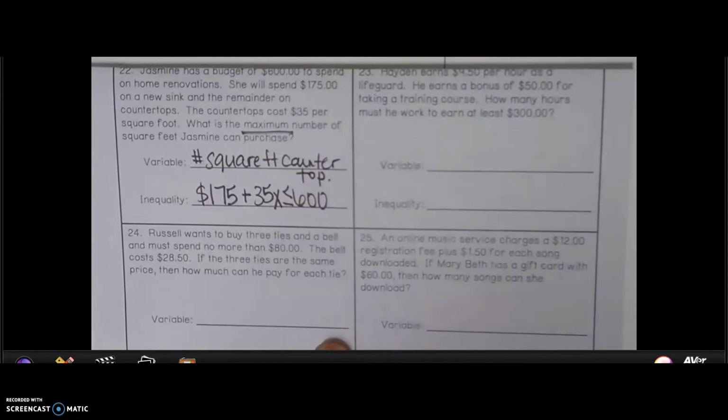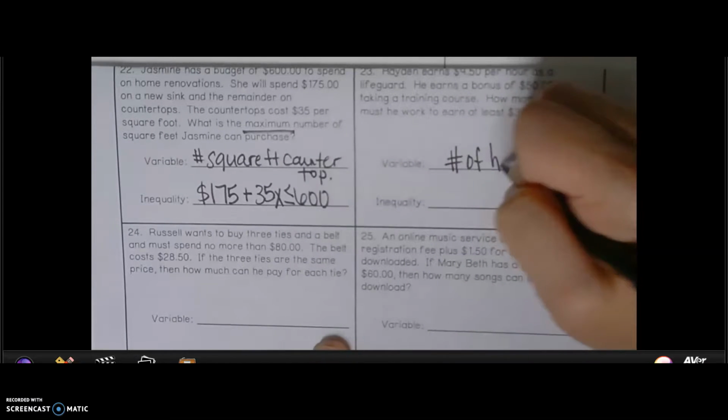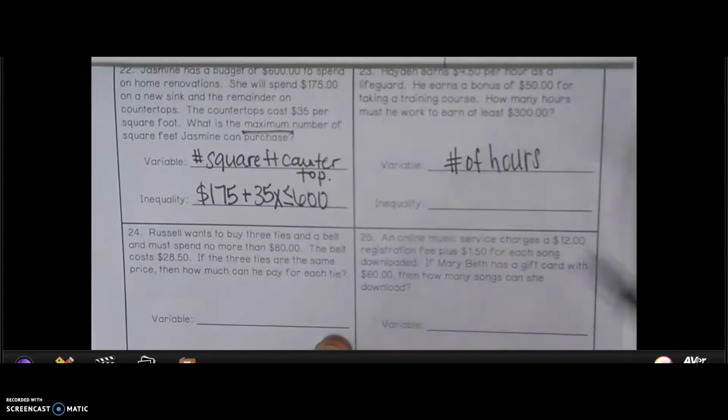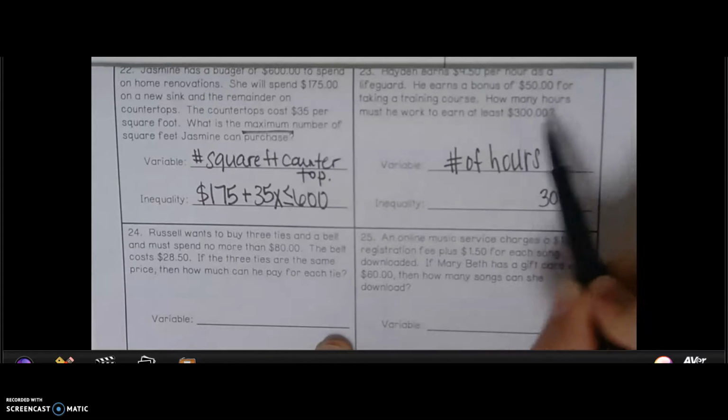Hayden earns $9.50 per hour as a lifeguard. He earns a bonus of $50 for taking a training course. How many hours of work must he do to earn at least $300? So our variable is definitely the number of hours. And then we're going to go through and identify what we know. Okay. We want to earn at least $300.